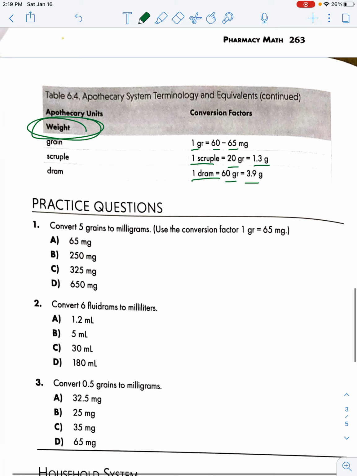So we have some practice questions here. Convert 5 grains to milligrams. So we're going to use our technique of multiplication. 5 grains over 1 times the conversion factor. Now when we look in the chart, it says 1 grain is 60 to 65 milligrams. And they're telling us here in the problem to use 65 milligrams. So we're going to say 65 milligrams is 1 grain.